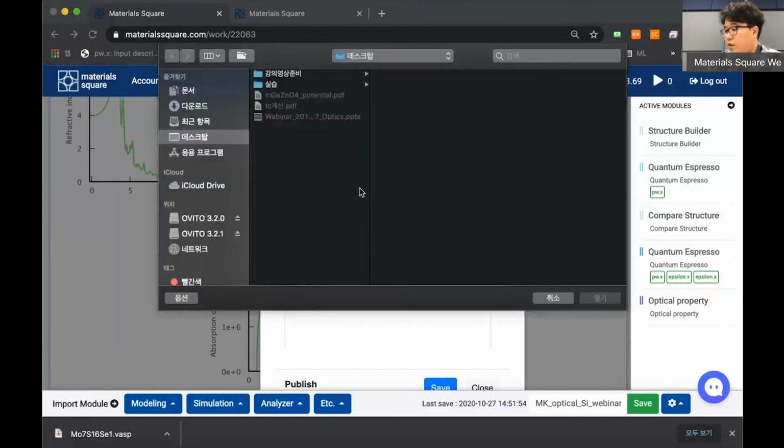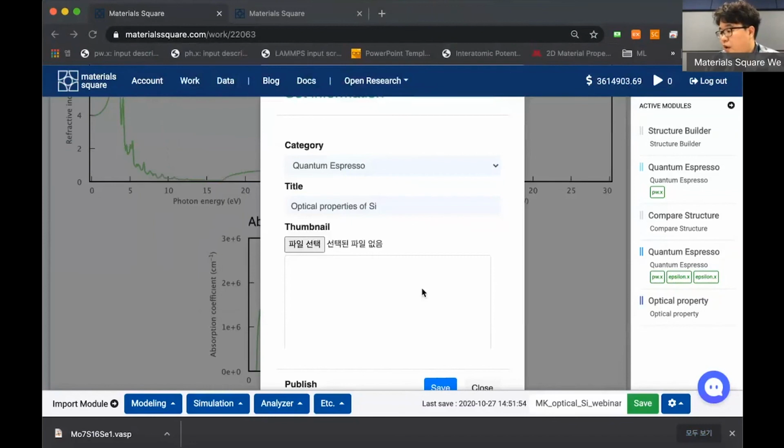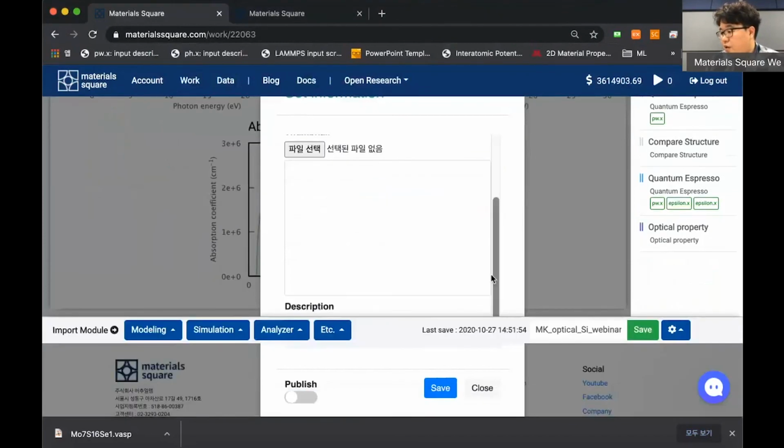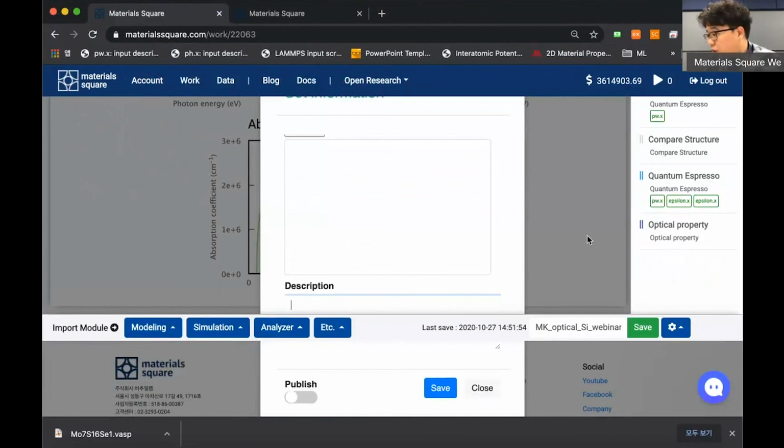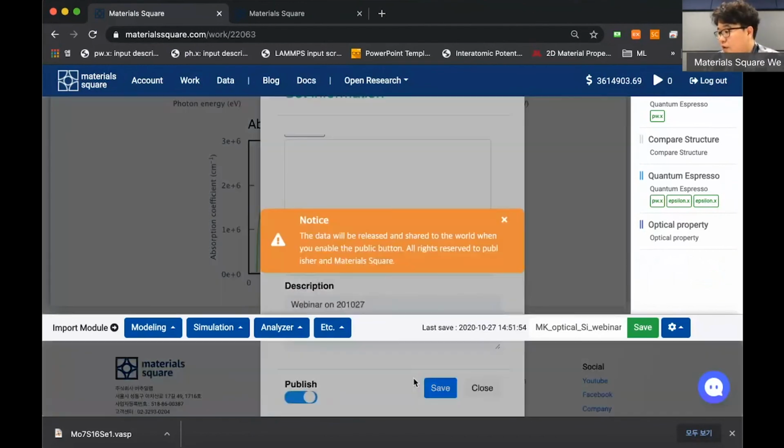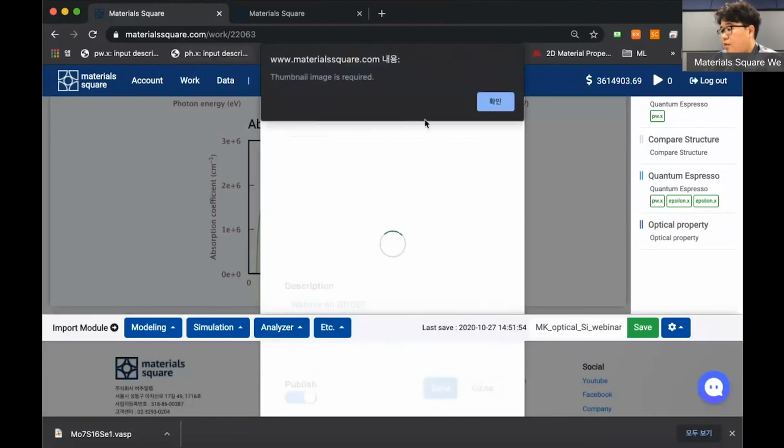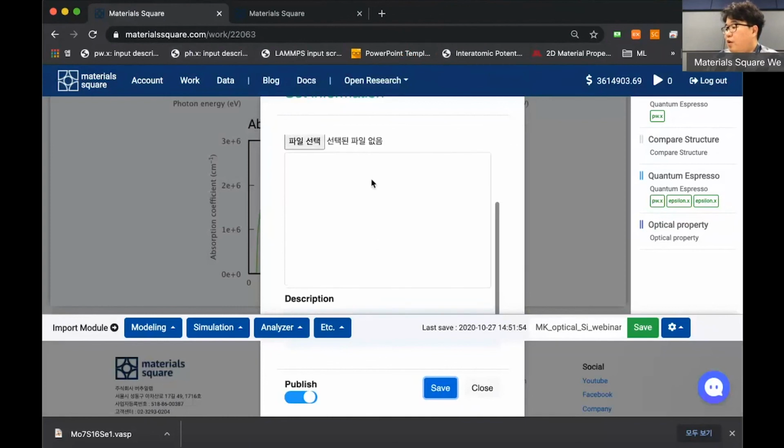I did not prepare anything, but maybe some image here, okay? And then press the description. Actually, this is an iPad, so there's some problem with that. The description is webinar 2010 27, right? Okay, and press this button, and then it's going to be released to the world. This is going to be published later, and then save. Okay. You should upload some thumbnail and then press the publish button. Okay.